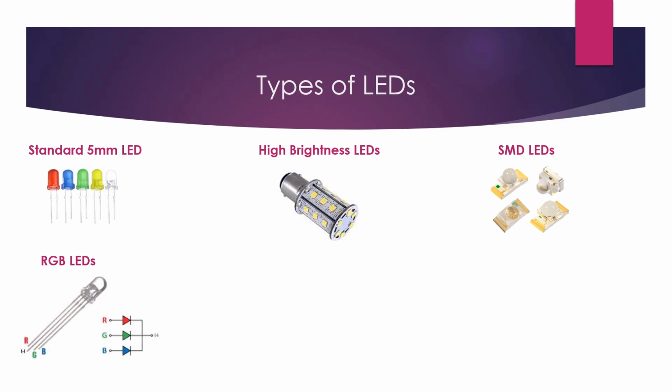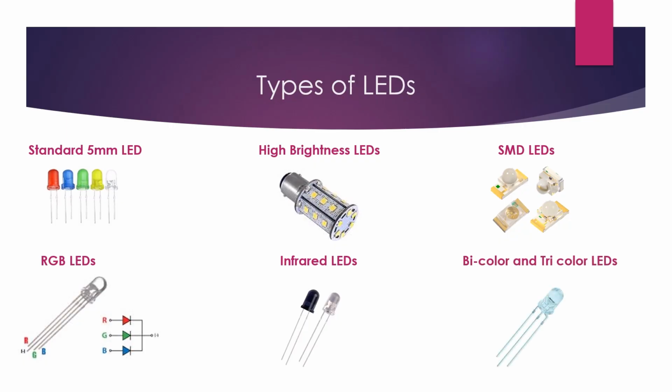RGB LEDs: these contain red, green, and blue LEDs in one package. You can mix colors to create nearly any shade. Infrared LEDs: these emit invisible infrared light, often used in remote controls. Bicolor and tricolor LEDs: they have multiple LEDs in one and can change color based on polarity or input.